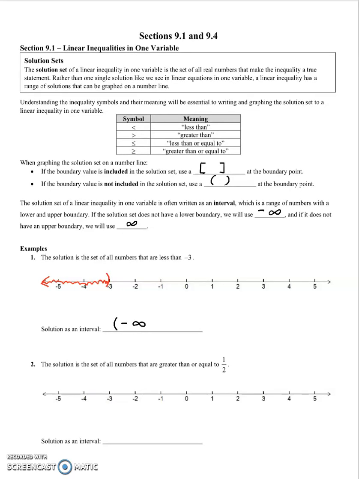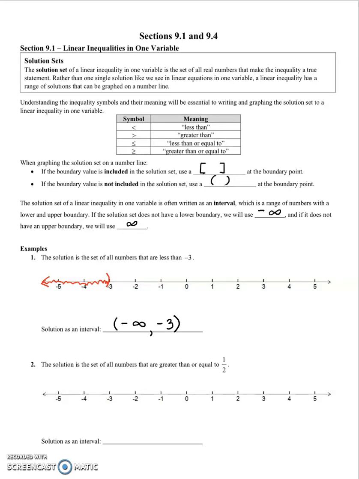Now, why did I write a parenthesis? Well, we can't ever actually get to infinity, so for negative infinity or positive infinity, we always use parentheses instead of brackets. And then we put the largest value it can be, which is -3, except it can't be, so that's why we use another open parenthesis, just like we did on the number line, instead of the square brackets.